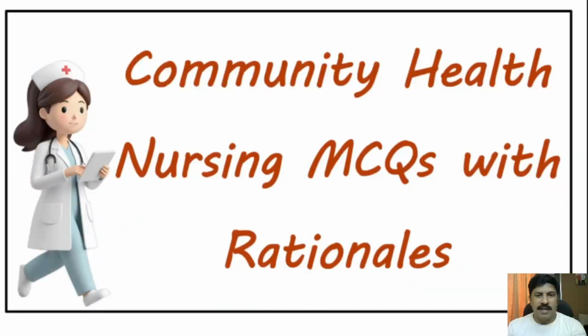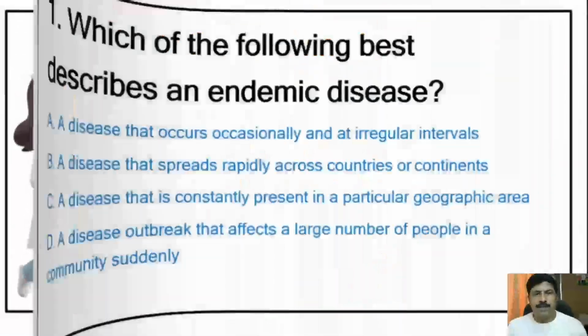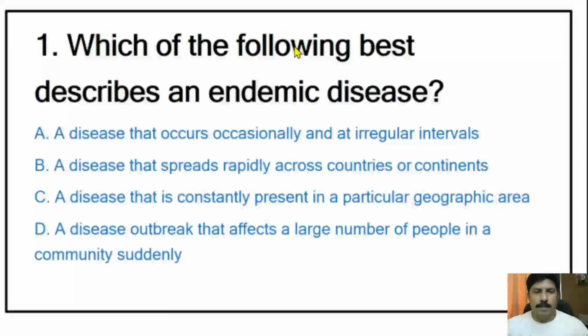So we will move to our topic: community health nursing MCQs with their rationales. First question: which of the following best describes an endemic disease? A disease that occurs occasionally and at irregular intervals, a disease that spreads rapidly across countries or continents, a disease that is constantly present in a particular geographic area, a disease outbreak that affects a large number of people in a community suddenly.